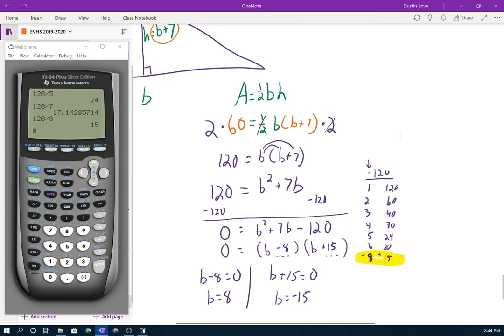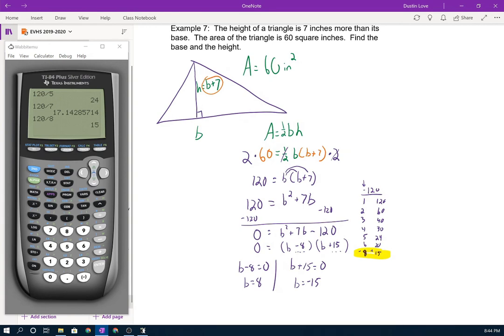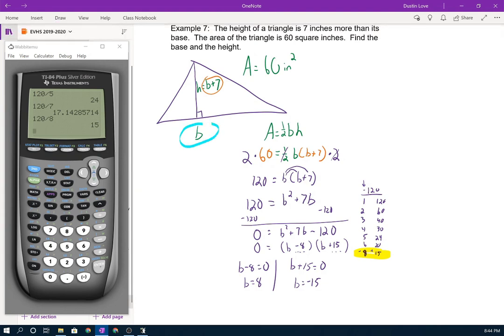Now, one quick thing I've got to do, I've got to double check and make sure these answers make sense. Whenever I look back up at the original problem, this length is b, and I want to take particular attention to this b equals negative 15. In geometry, we don't have negative lengths, so I am going to go ahead and cross that one out because we can't have negative lengths, which means b equals 8 is my answer, but it also wants the height, and the height we said was b plus 7, which is 8 plus 7, so the height is 15.